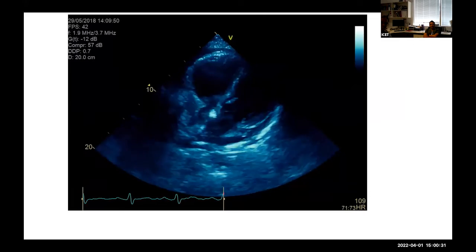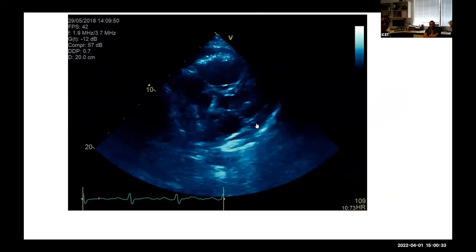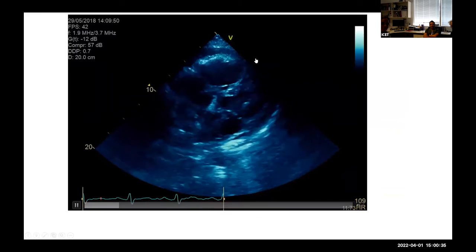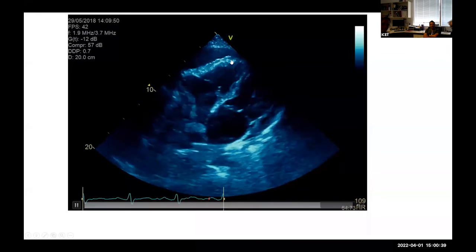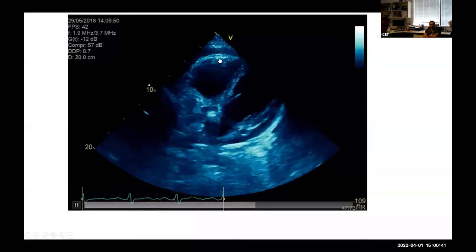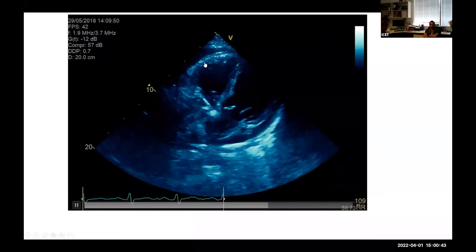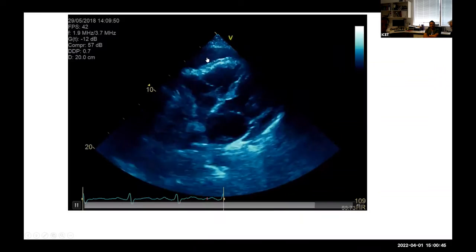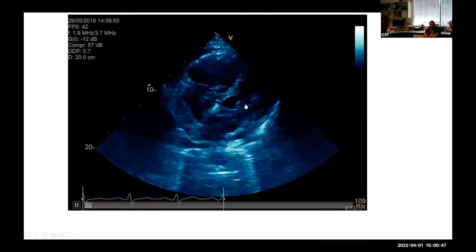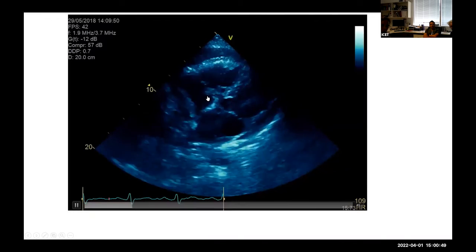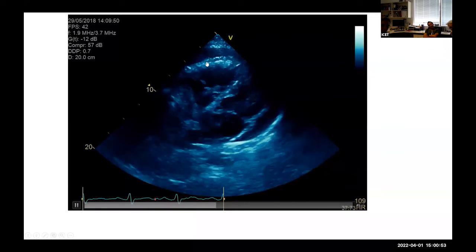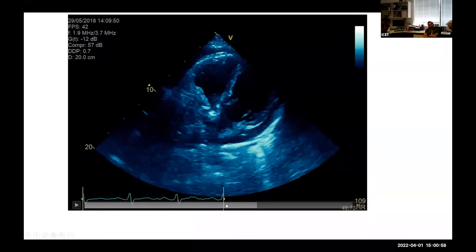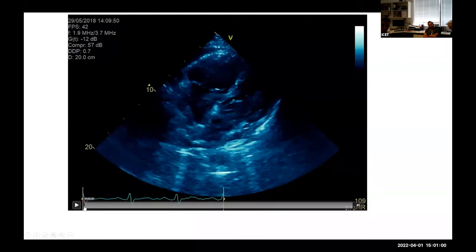Okay, so this is a subcostal view. And again, we can see what looks like a circumferential pericardial effusion. And yeah, it still looks a bit funny. It could be the RV, it could be something weird in the pericardium, a little bit of something echogenic in there. RV looks dilated. The RA is definitely collapsing and the RV is collapsing as well. Let's see where it's collapsing the most.